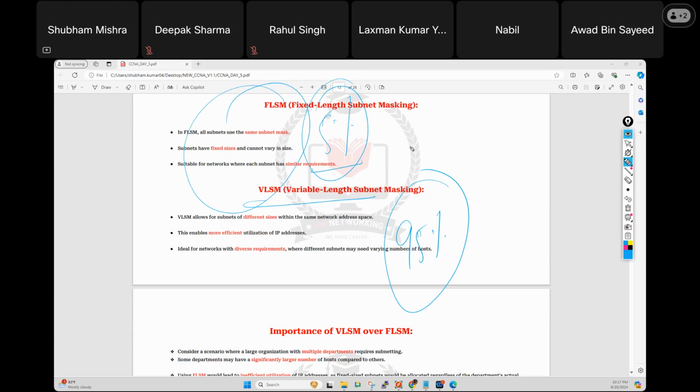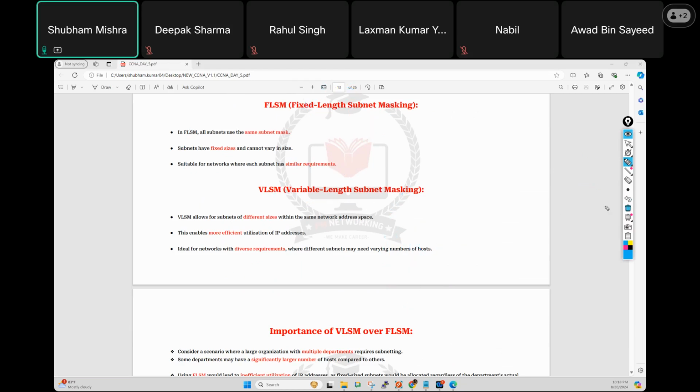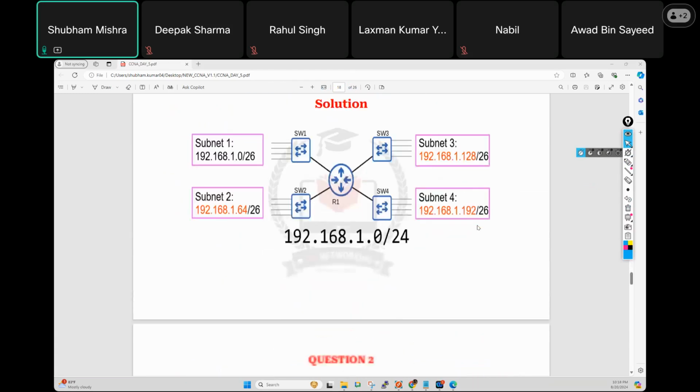Nowadays we are also not going to do subnetting manually because there are multiple tools by which we can perform the subnetting. Getting my point, everyone? But as a network engineer, we should know how actually subnetting is done. Clear, everyone?